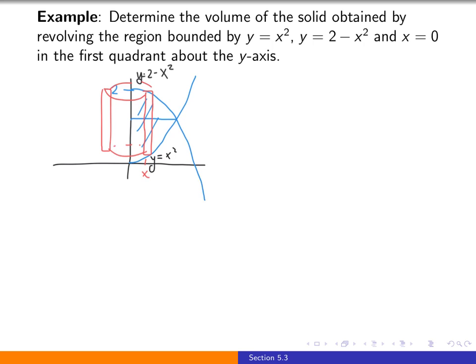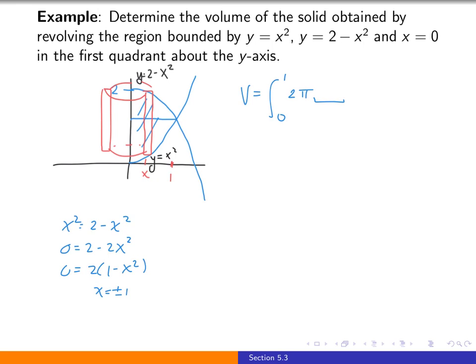So we set the two curves equal to each other. So x squared equals 2 minus x squared. So 0 equals 2 minus 2x squared. So 0 equals 2 times 1 minus x squared. So x equals plus or minus 1. And for us, it's the positive one that we are interested in. So the volume is going to equal the definite integral from 0 to 1, 2 pi something, something.